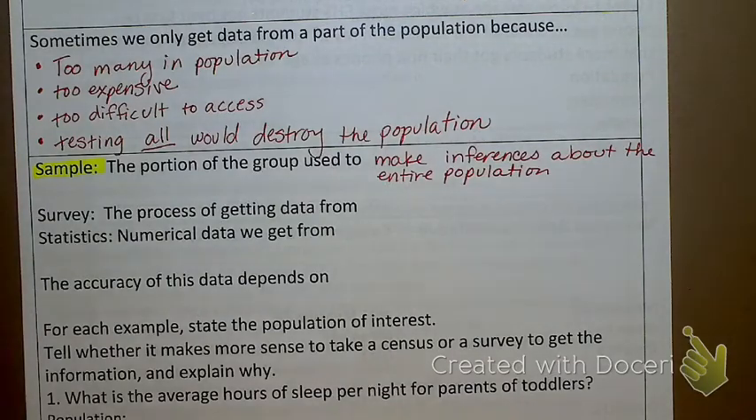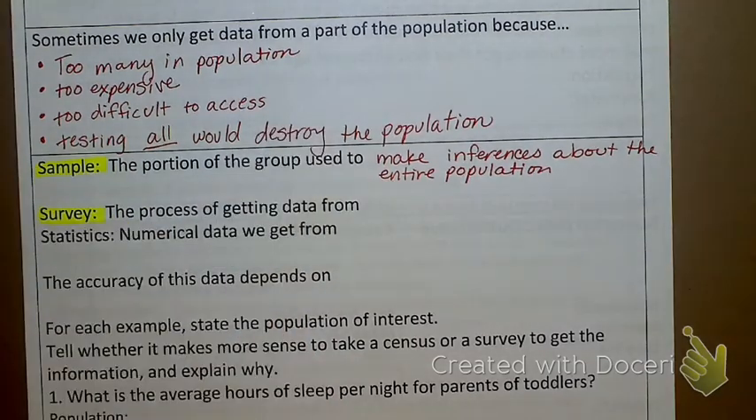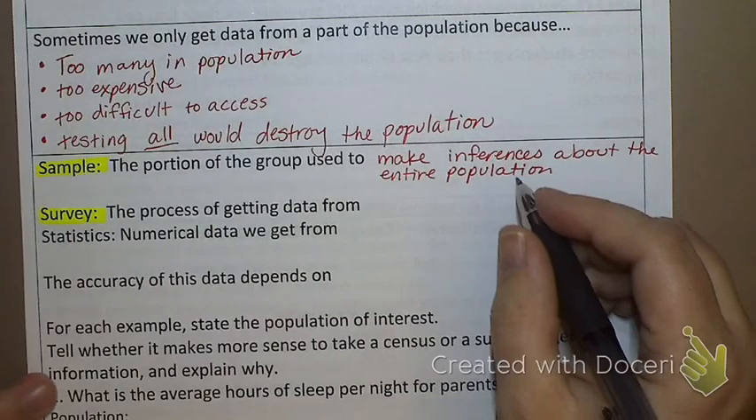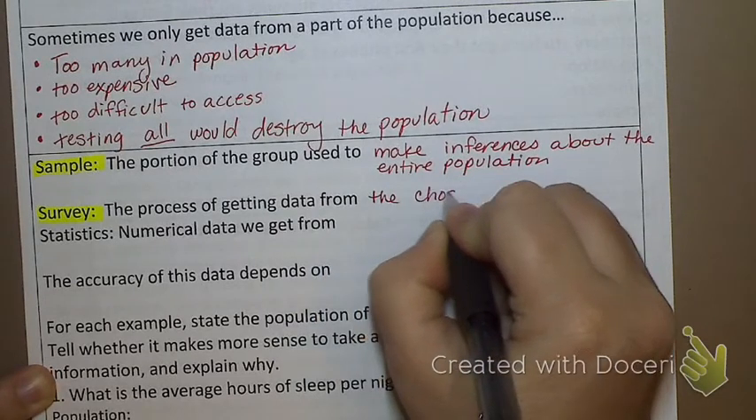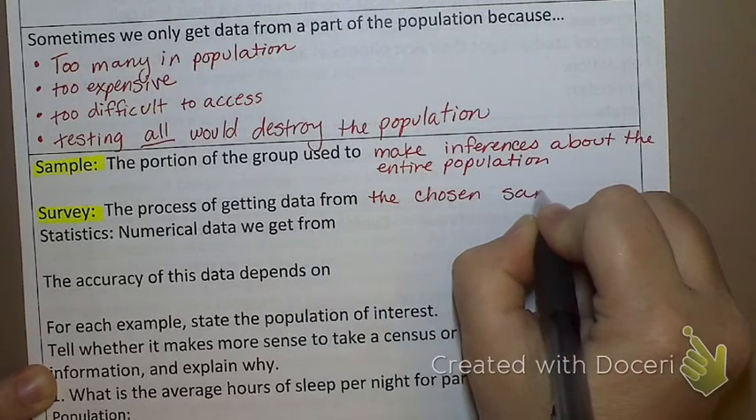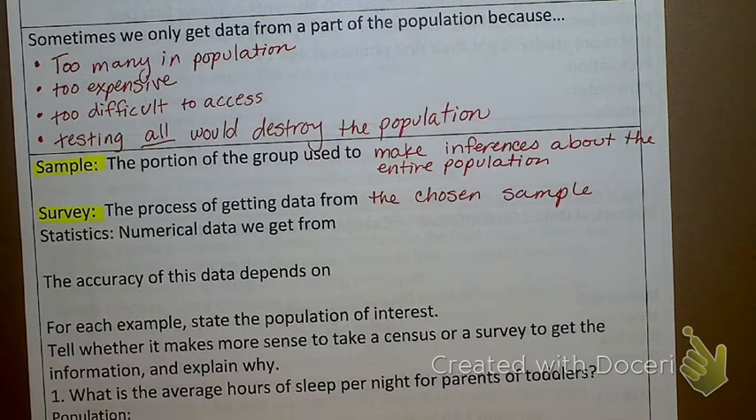So when we have a sample or a smaller group of people, we do not take a census, we take what's called a survey. A survey is the process of getting data from the chosen sample. That could be an electronic survey. We'll talk about all the different kinds of surveys actually tomorrow.